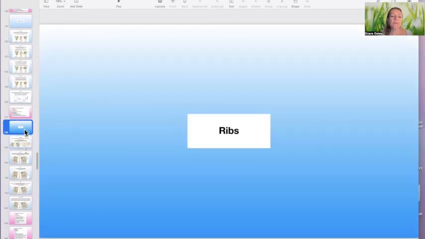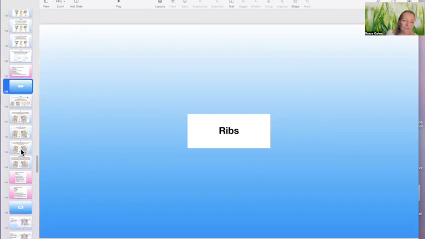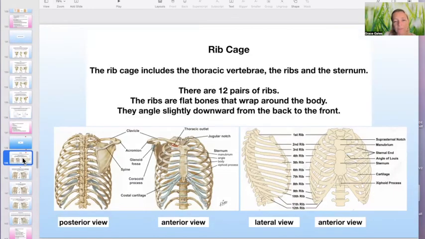Okay, the ribs. We have left the vertebral column, ladies and gentlemen, and we are on to the ribs. That will be followed by the sternum. So the ribs. The rib cage includes the thoracic vertebrae, the ribs, and the sternum. Altogether, there are 12 pairs of ribs. The ribs are flat bones that wrap around the body. They angle slightly downwards from the front to the back.